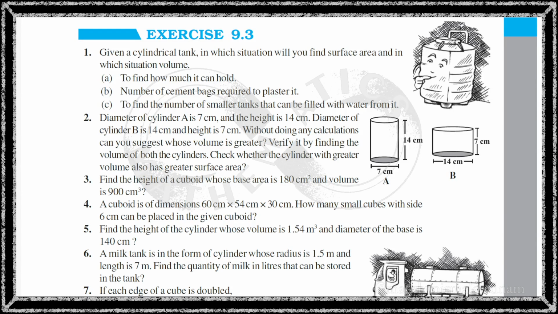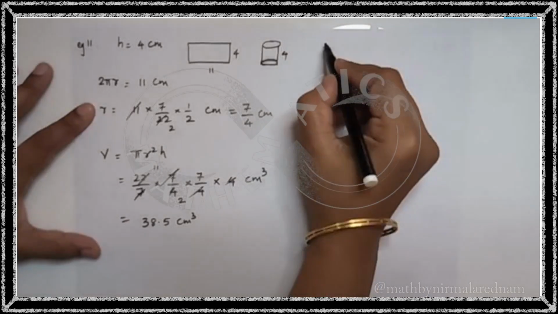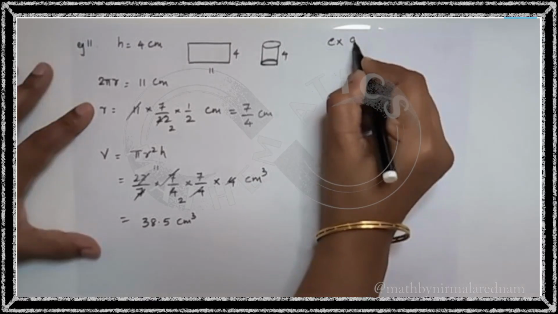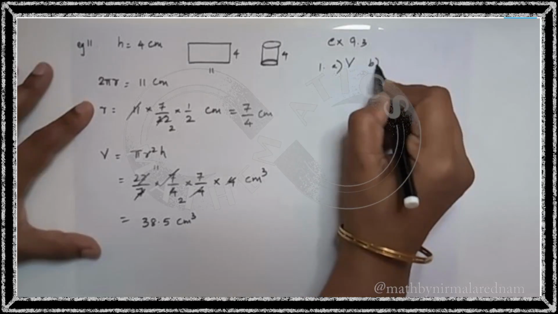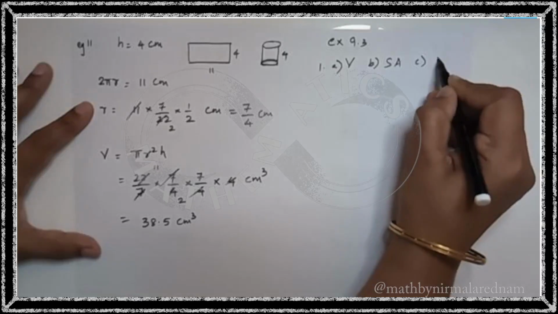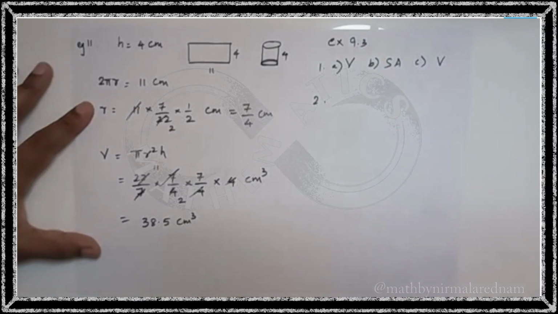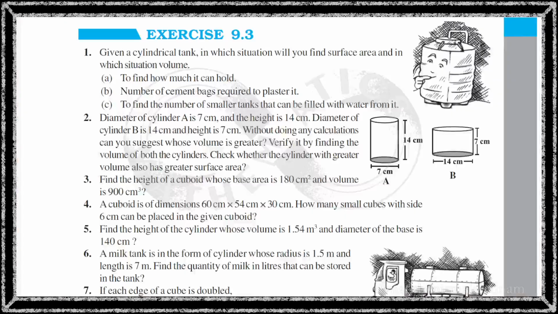So we have, in the exercise, first question, it's volume, surface area and volume, right? Let's move on to the second question. Diameter of cylinder A is 7 centimeters, height is 14 centimeters. Diameter of cylinder B is 14 centimeters and height is 7 centimeters. Without doing any calculations, can you suggest whose volume is greater? So what would your guess be?